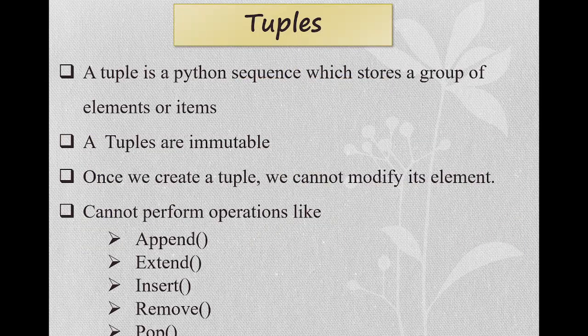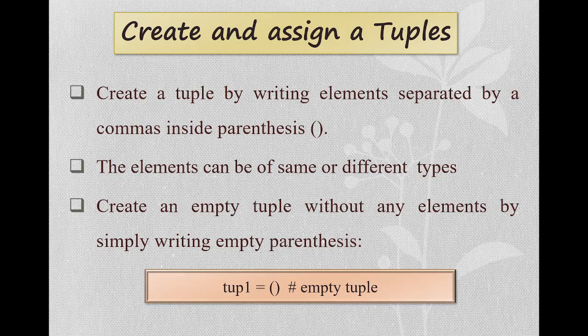A tuple is a Python sequence which stores a group of elements or items. Tuples are immutable. Once we create a tuple, we cannot modify its elements. So we cannot perform these operations: append, extend, insert, remove, pop, clear. These operations cannot be performed on tuples.